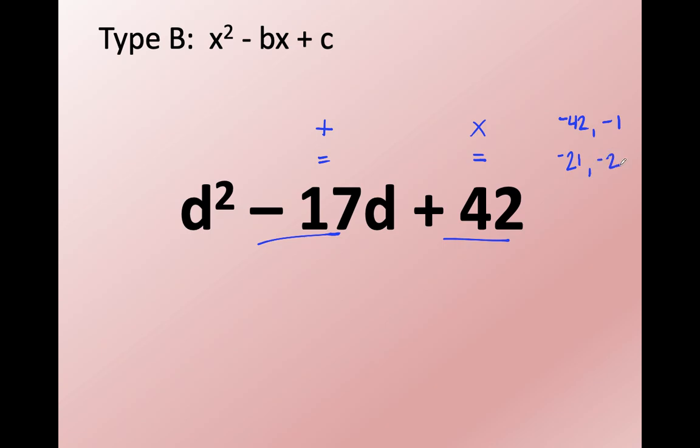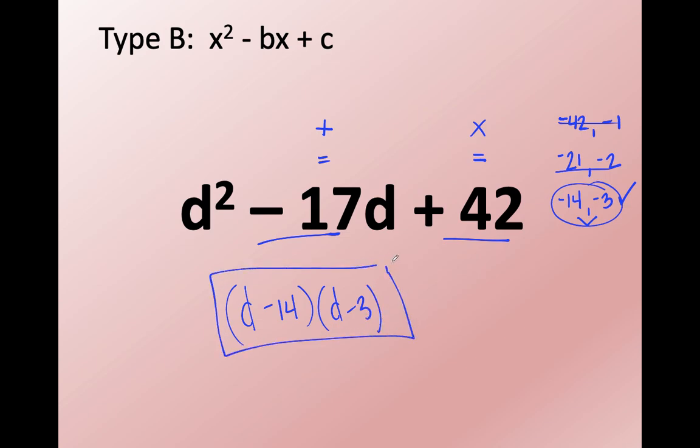We also have the options of negative 21 and negative 2. Those multiply together to give us a positive 42, but they add together to equal negative 23, so that does not work. Our next factors are negative 14 and negative 3, which multiply together to give us positive 42, and they do add together to give us negative 17. So those are our two binomial factors. So we're going to have x minus 14 and x minus 3.